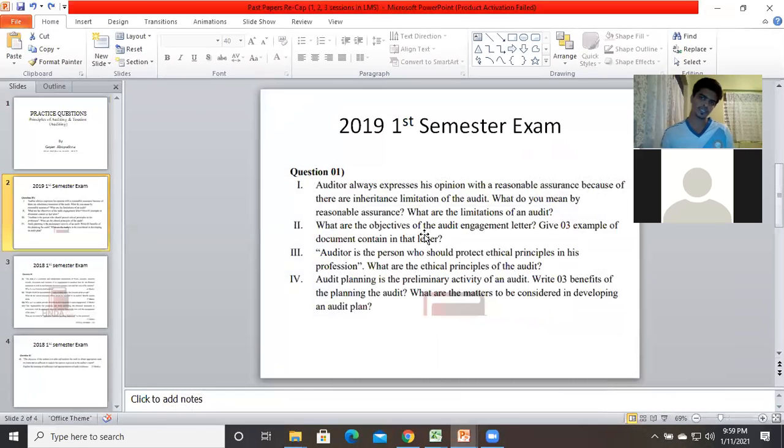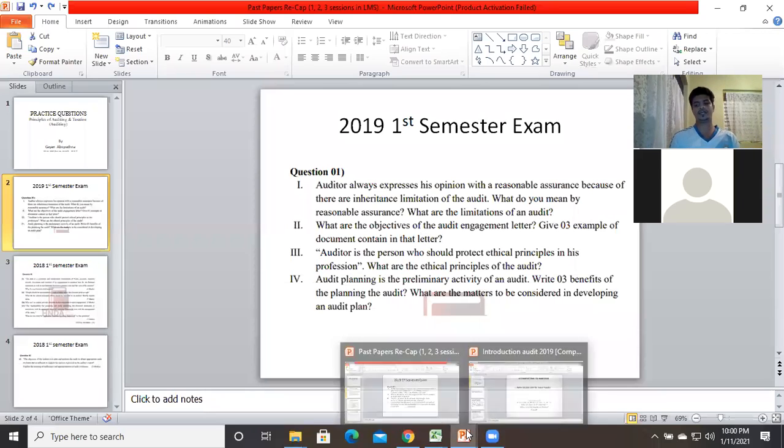Okay, let's see. 2019 first semester exam, question number 1. Auditor always expresses his opinion with reasonable assurance because there are inherent limitations of the audit. What do you mean by reasonable assurance? What are the limitations of an audit? So, what do you mean by reasonable assurance? Anyone? I discussed this last time.